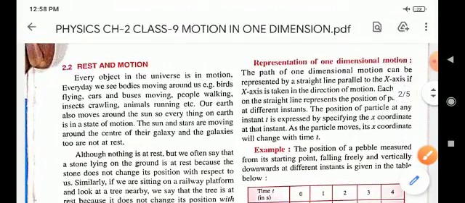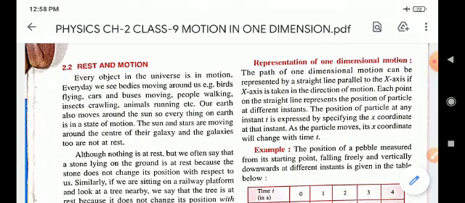So children, we know rest and motion according to Newton's first law. According to Newton's first law of motion, if a body is in a state of rest, it will remain at rest, and if it is in a state of motion, it will remain moving in the same direction with the same speed unless an external force is applied on it. Very important part, rest and motion, is taken from Newton's first law.